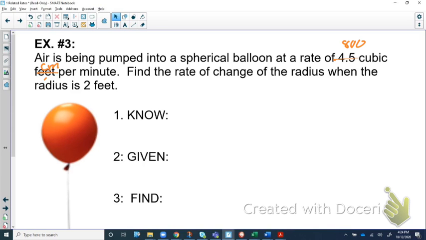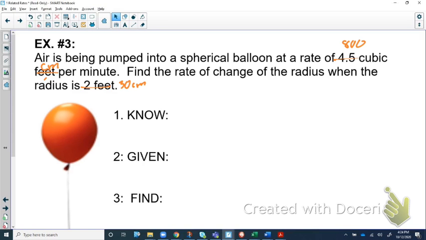Find the rate of change of the radius when the radius is 2 feet. And what it's telling you in your notes, it's not 2 feet, it is 30 centimeters. So 30 centimeters. Again, I'm not sure why we have the discrepancy in the values and the lengths, but it's fine. So what do we know?